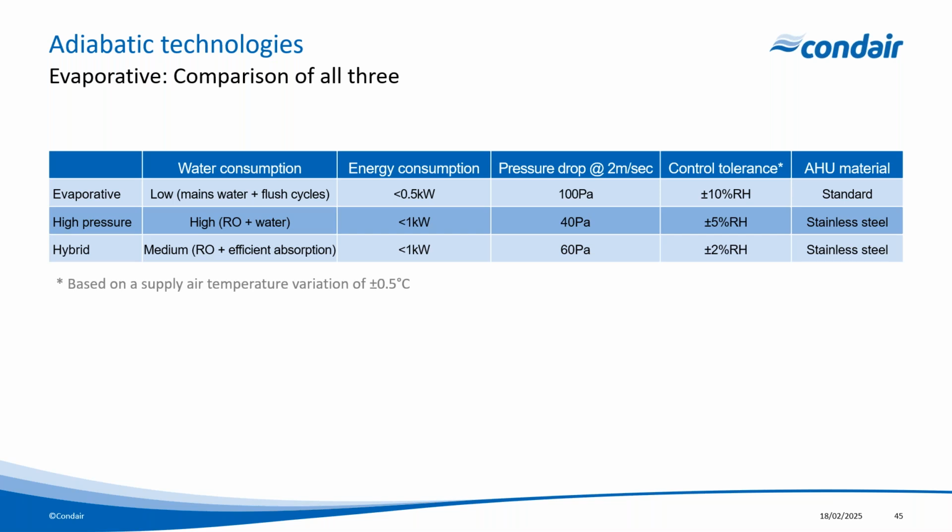So when we compare the three technologies, there are 5 main comparison points. We generally look at water consumption, energy consumption, pressure drop, control tolerance, and of course the air handling installation requirements.